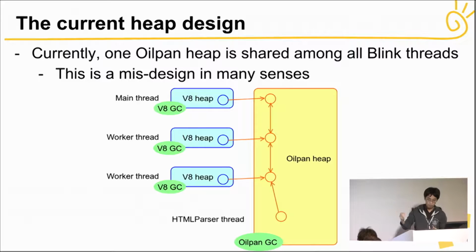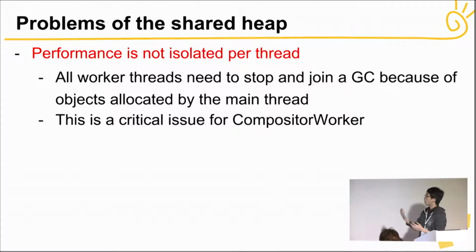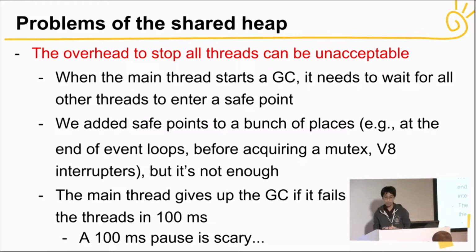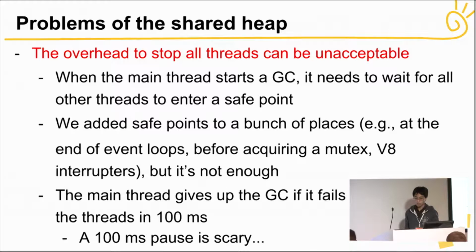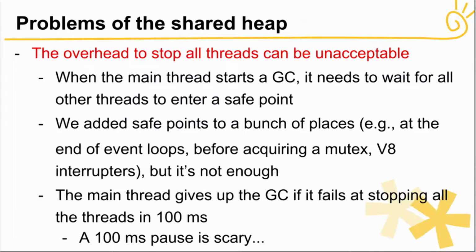The first problem is that performance is not isolated per thread. All worker threads need to stop and join a garbage collection because of objects allocated by the main thread. This is a critical issue for the compositor worker, for example. And the second problem is that the overhead to stop all threads can be unacceptable. When the main thread starts a garbage collection, it needs to wait for all other threads to enter a safe point. So we added safe points to a bunch of places, for example, at the end of event loops, before acquiring a mutex or V8 interrupters, but it's not enough.